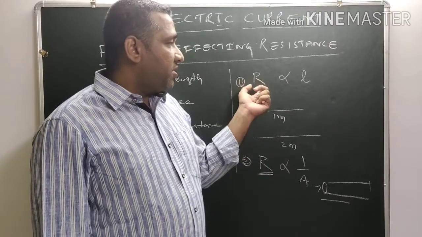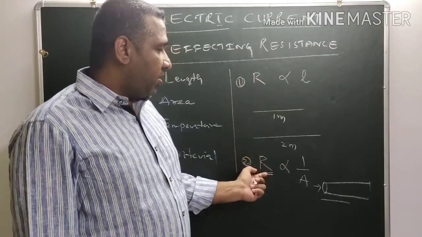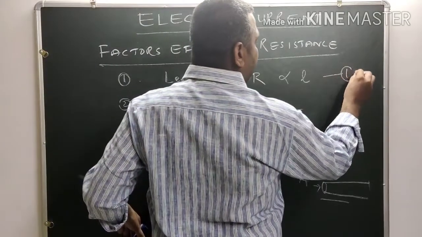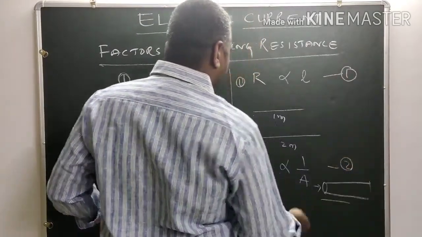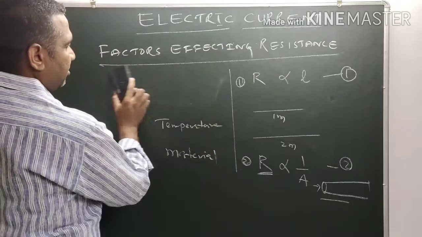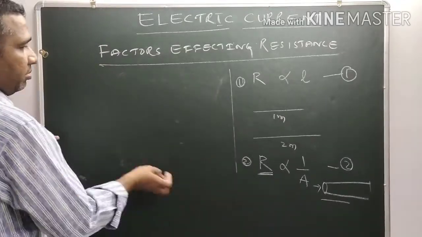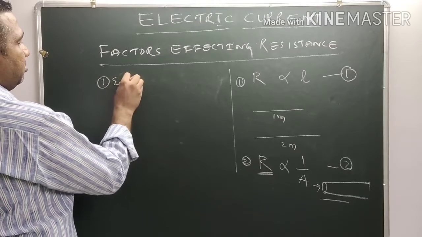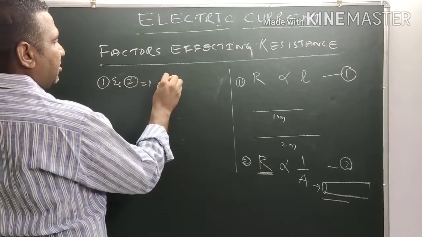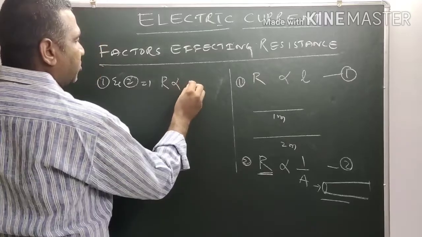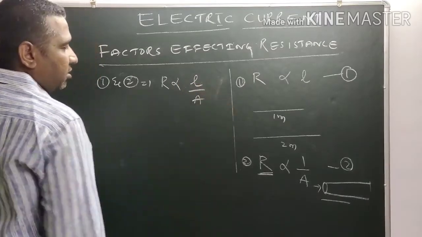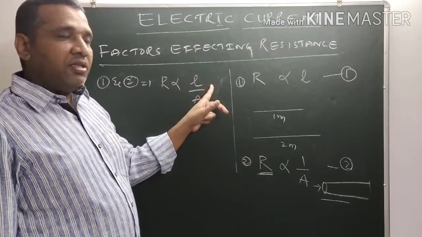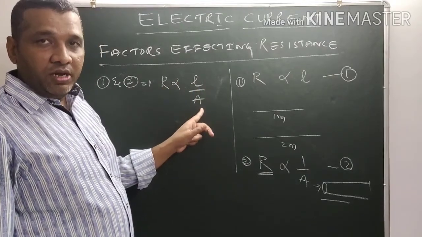So the first factor, resistance, is directly proportional to the length and inversely proportional to the area of cross section. If you treat these as the first and second equations, by combining these two equations 1 and 2, we can write R is proportional to L by A. So what does it explain to you? Resistance is directly proportional to its length and inversely proportional to the area of cross section.